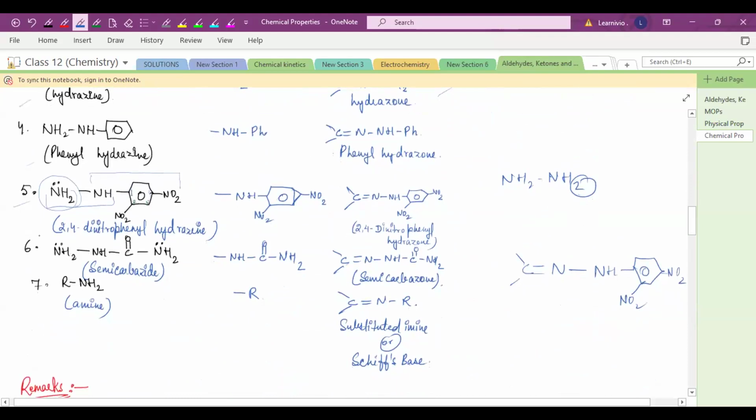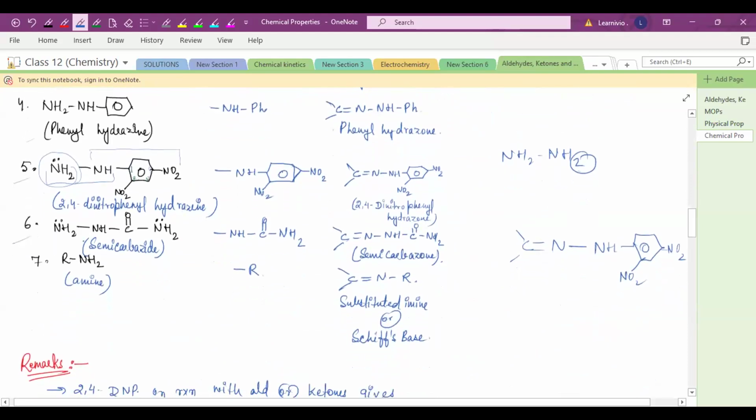Now this one, the sixth structure, see. What is this? NH2, NHCO, NH2. This is semicarbazide. This structure is known as semicarbazide. Many questions come from this. How will they ask the questions? Why is this nitrogen delocalized? Why does this nitrogen not attach to the carbonyl compound? Why can only the terminal nitrogen attach? This type of question we will discuss. What is the reason behind that?